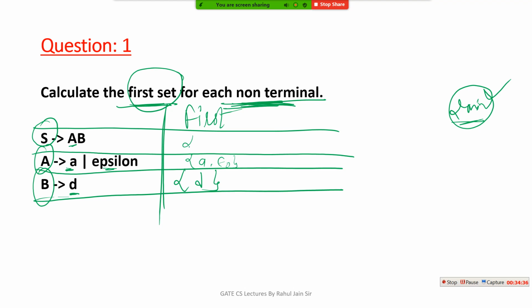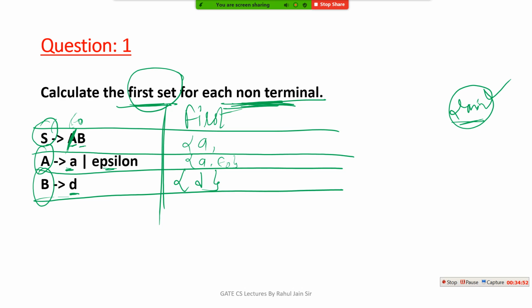First of A is A and epsilon. So if I replace this A with epsilon, what is remaining now? This B is remaining.